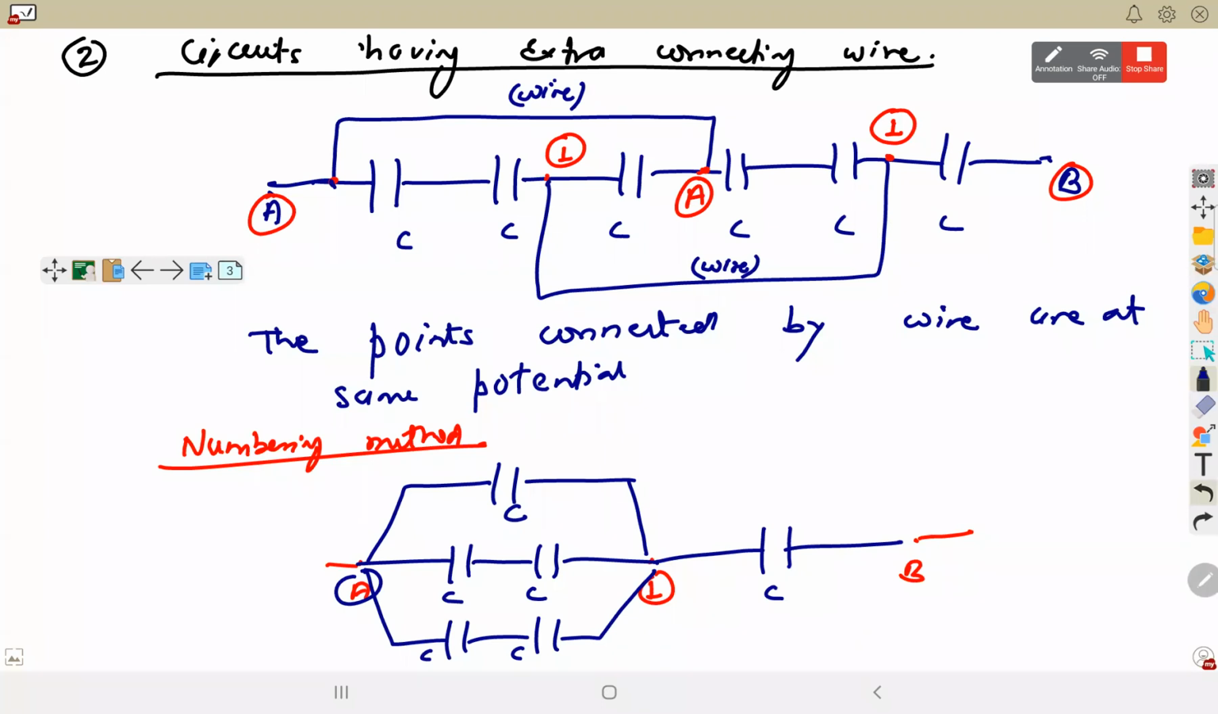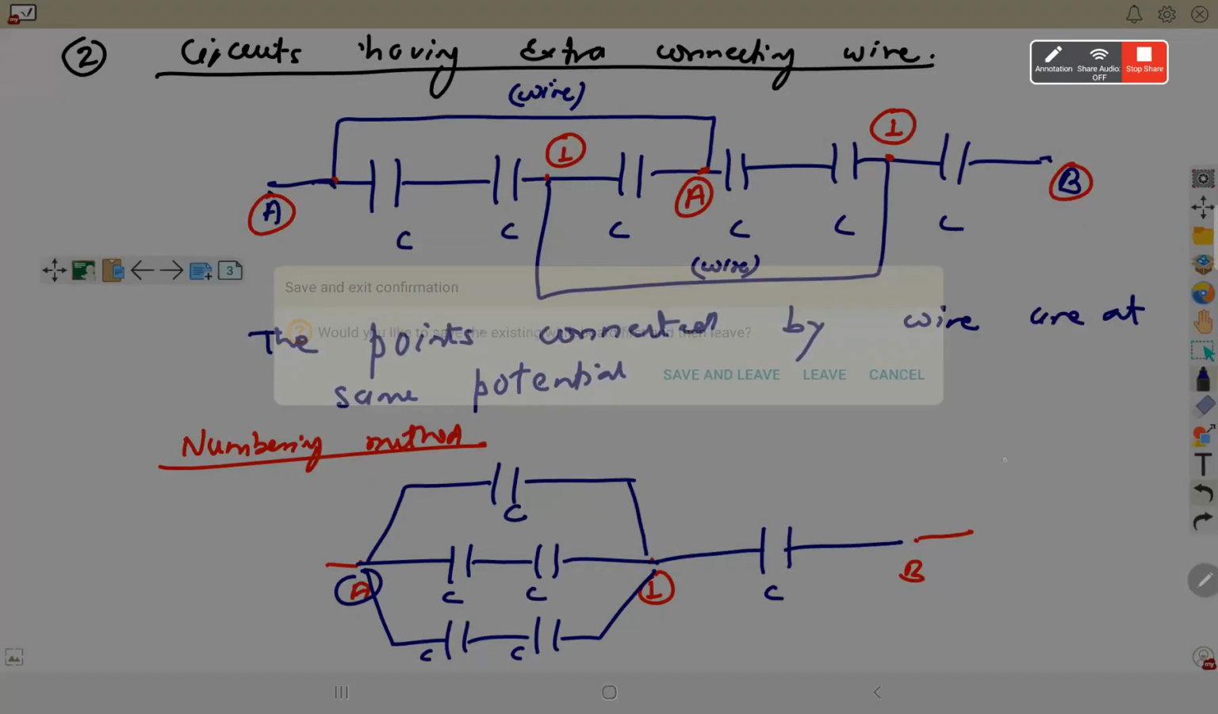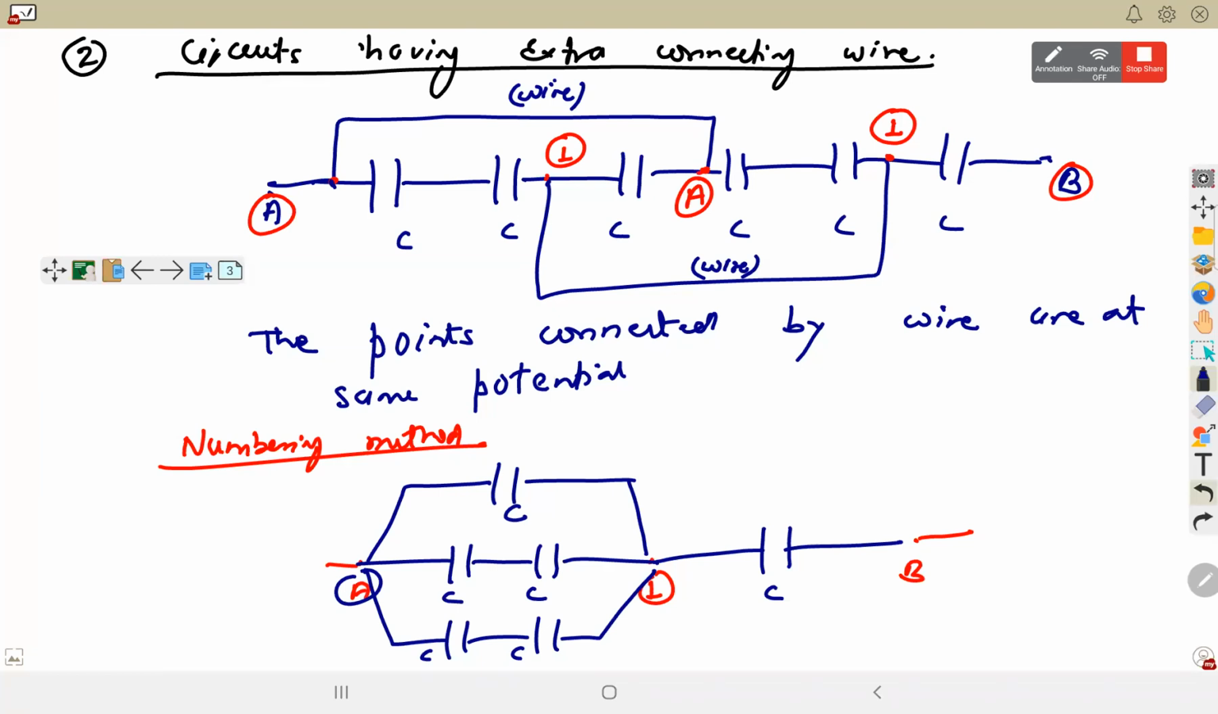A to 1, these two C and C in series. 1 to A, another C. A to 1, then another C and C in series. And the last, 1 to B, there is one capacitor of C.